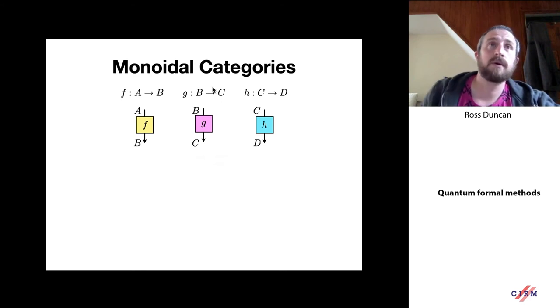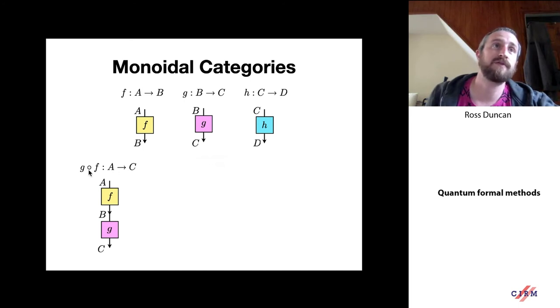And we can see here that the output type of F and the input type of G are the same. Sorry, I'm drawing on the screen. The types here are the same, which means that it's legitimate for me to plug them together like this. And this is my first operation, sequential composition. So the common wire gets plugged together, and now the new interface is A going to C.